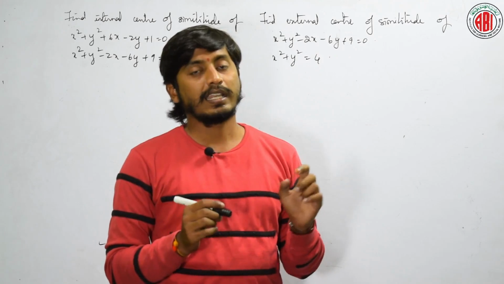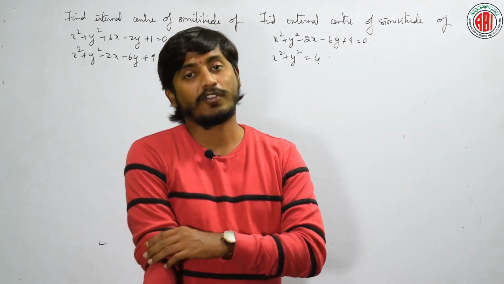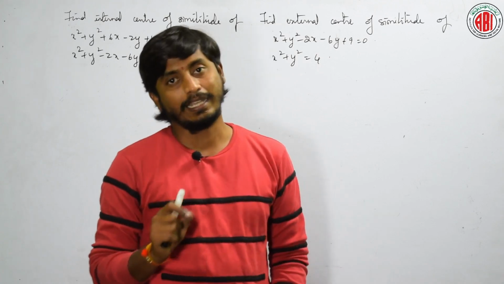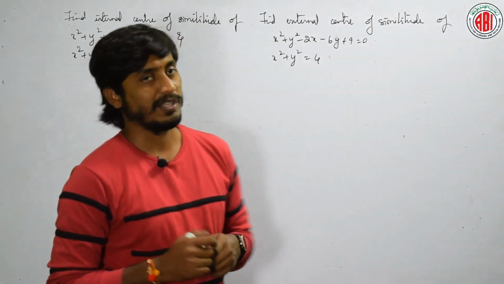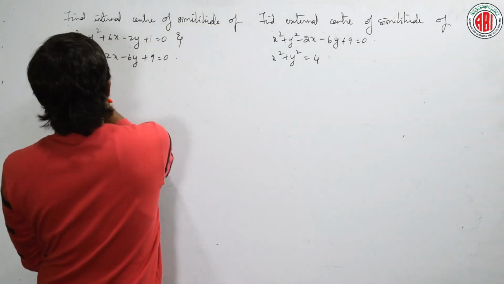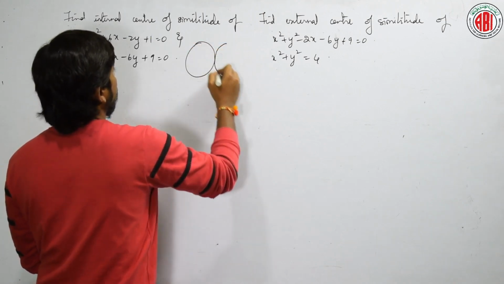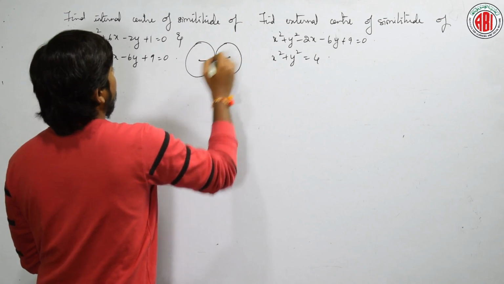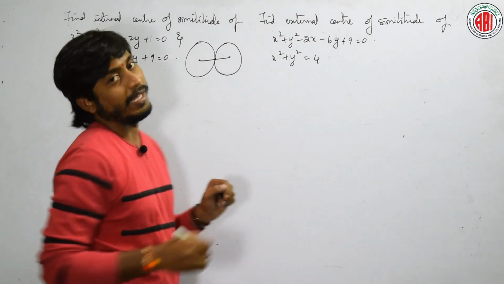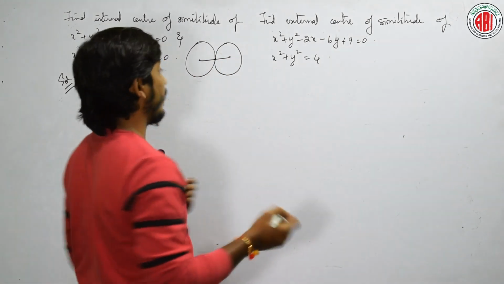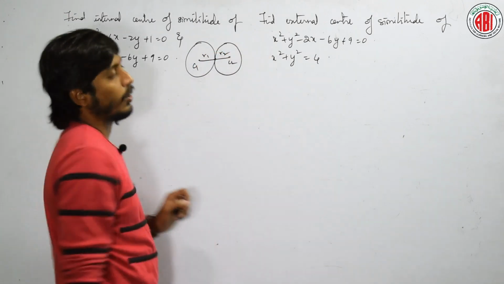So, the condition is the point of contact is dividing internally. What is the formula for internal section? That is (mx2 plus nx1) by (m plus n). You know that kind of thing is very popular. For example, if I have two circles touching externally, I can tell that the point of contact can be the internal center of similitude. So, this is C1, this is C2, this is R1, this is R2.